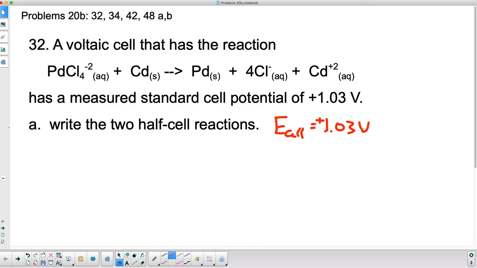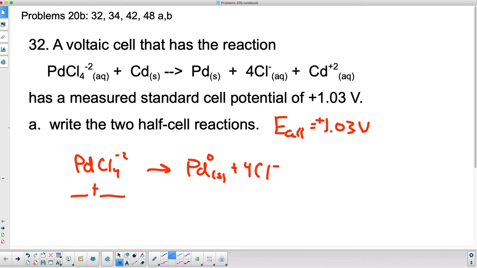So the two half reactions, one of them is going to be palladium chloride, PdCl4 with a -2, and that's going to go to palladium solid, which means it's 0, plus 4 Cl minuses. Now if we try to find the actual charge of palladium, we know that Cl has a -1. If there's 4 of them, that's a -4 total. And that all equals a -2, which is the charge of the polyatomic ion.